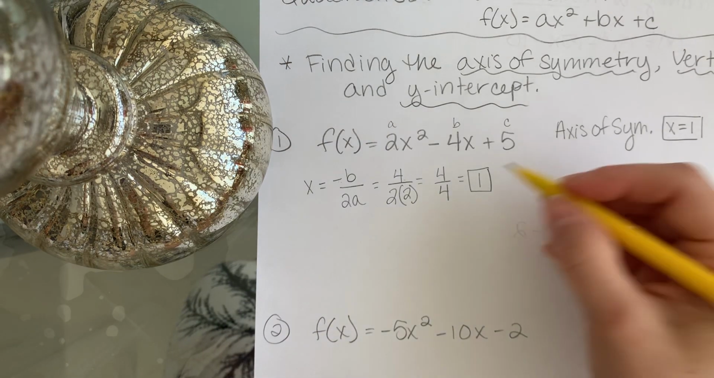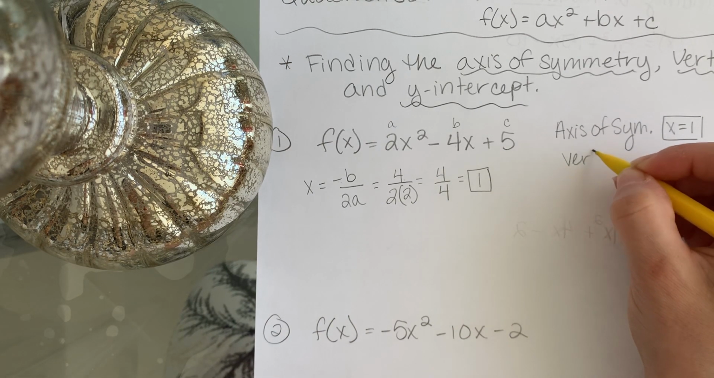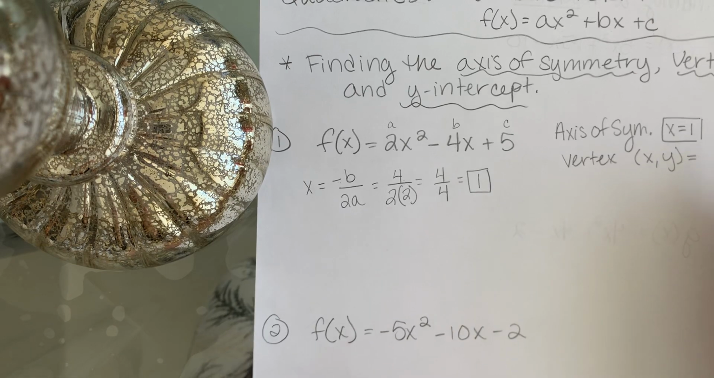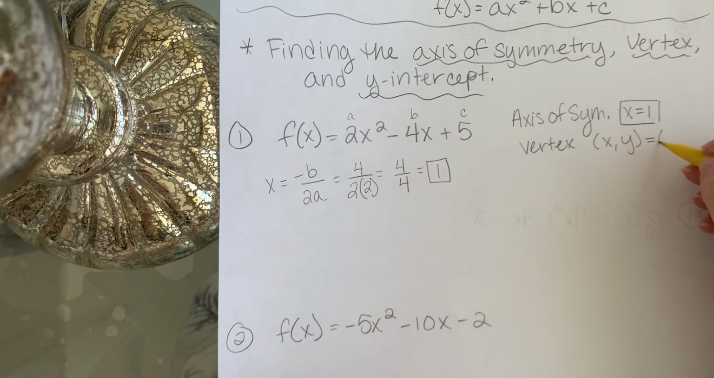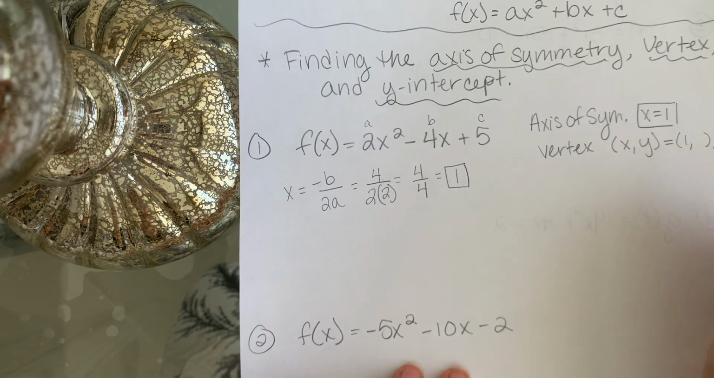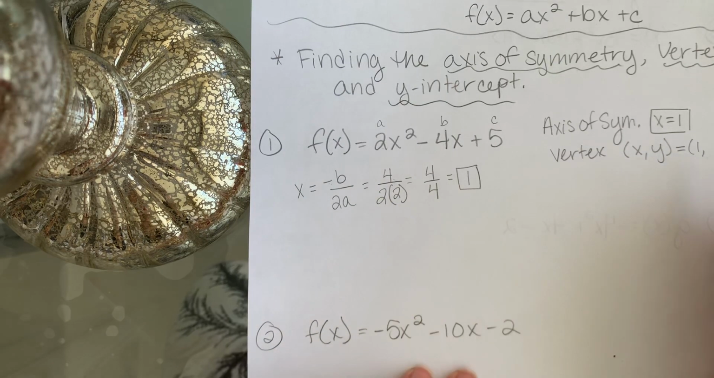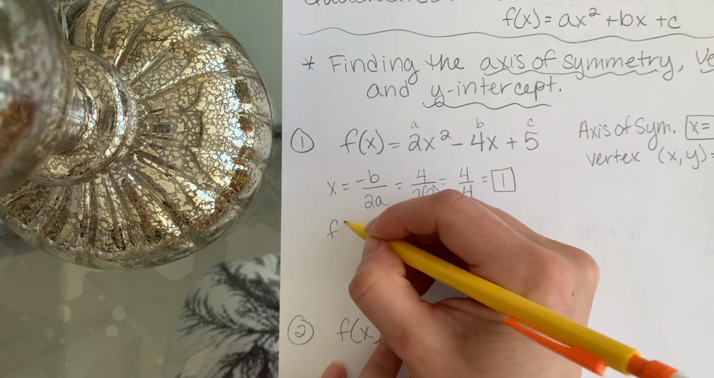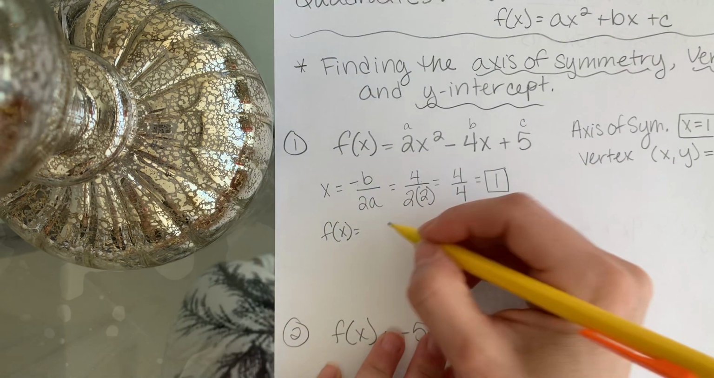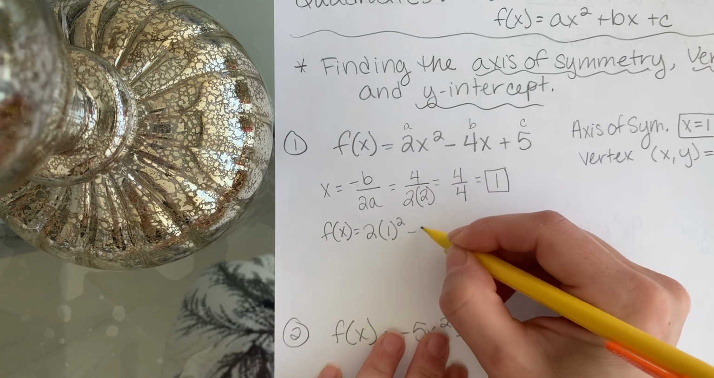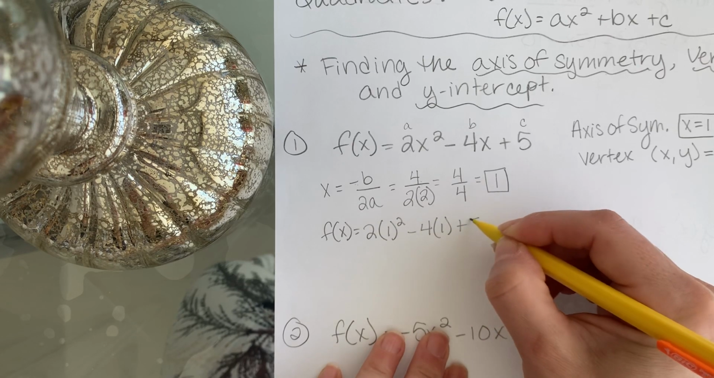Okay. Your vertex is always x comma y, and we already found what x is. So x is positive 1. We've got to find the y. So in order to find the y of that vertex, we have to take 1 and plug it in for the x's in our formula. So we have f of x equals 2 times 1 squared, okay, minus 4 times 1 plus 5.